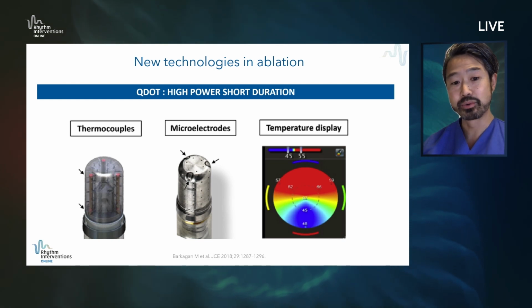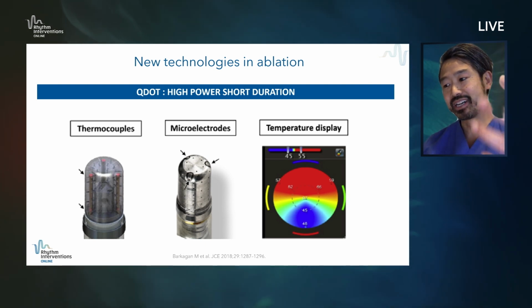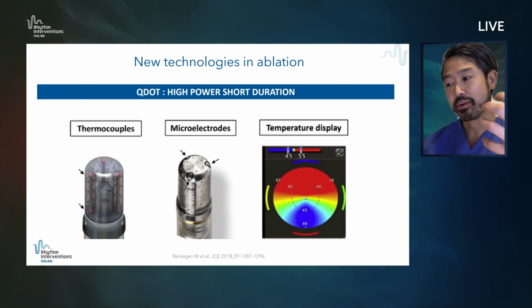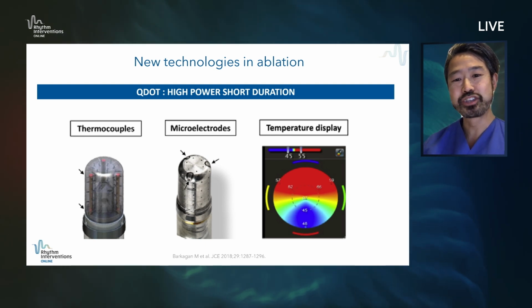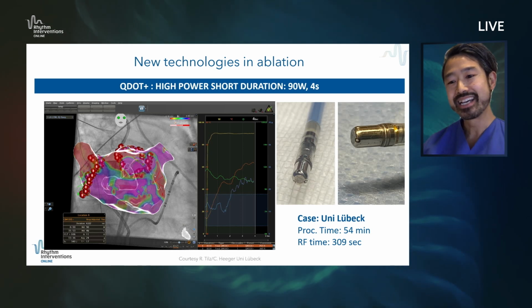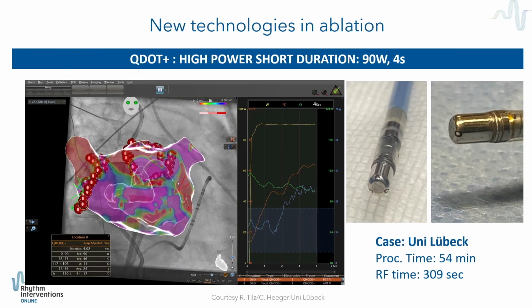And the Q-dot catheter relies on 6 thermocouples, which are mounted on the tip of a catheter, with a lot of microelectrodes, making sure there is surround flow, and there is a temperature-controlled ablation, which relies on those 6 thermocouples with real-time temperature monitoring. And a specific algorithm allows power control to maintain a certain target temperature. And this Q-dot is a pretty, let's say, interesting mode, and a Q-dot plus mode going for 90 watt, 4 seconds, a very short application.